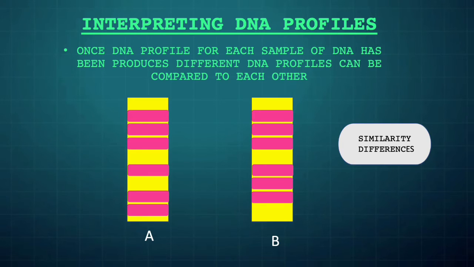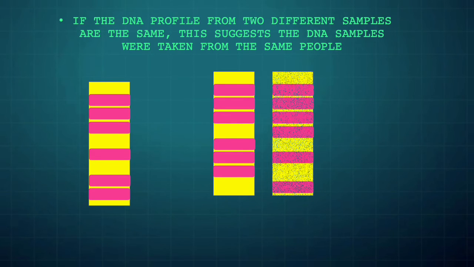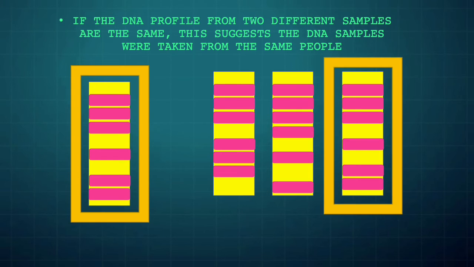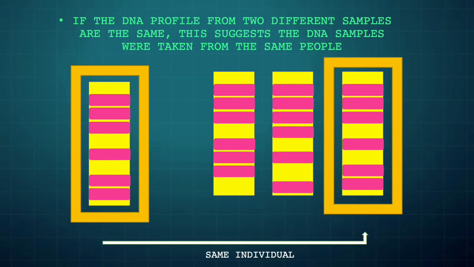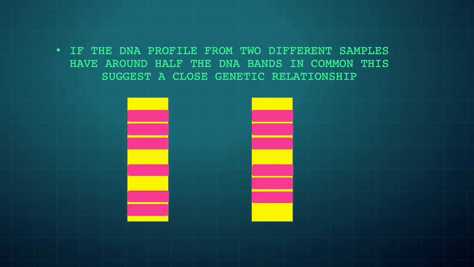If the DNA profiles from 2 different samples are very much the same, this suggests that the DNA samples were taken from the same person. So if one person was at 2 different locations and we found DNA at both, we could see this. It was found at location A, for example, at the crime scene, and we can see this same one at location B, and you can see that these ones are identical. These are not the same, but these 2 are the same, which means that this is the same individual. If the DNA profiles from 2 different samples have around half the DNA bands in common, this suggests a close genetic relationship.